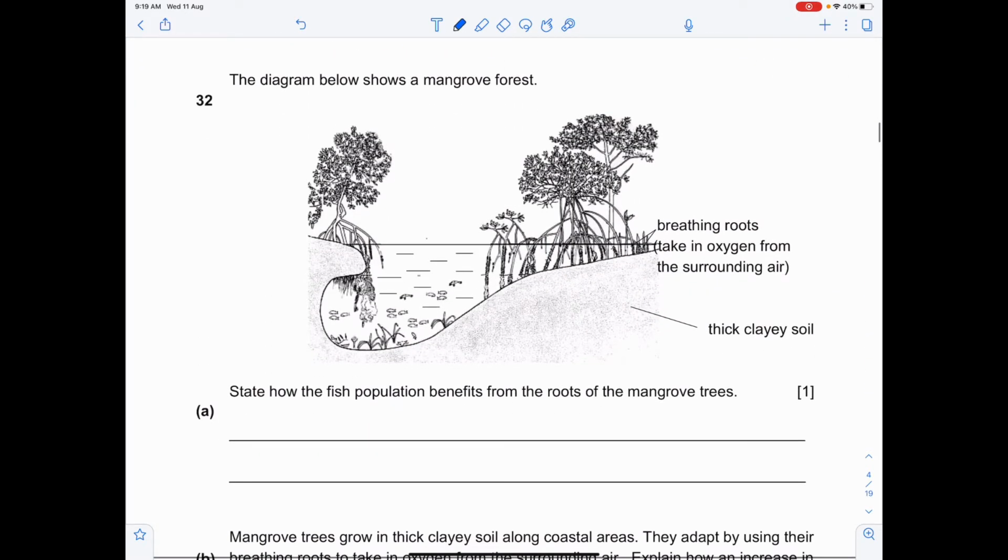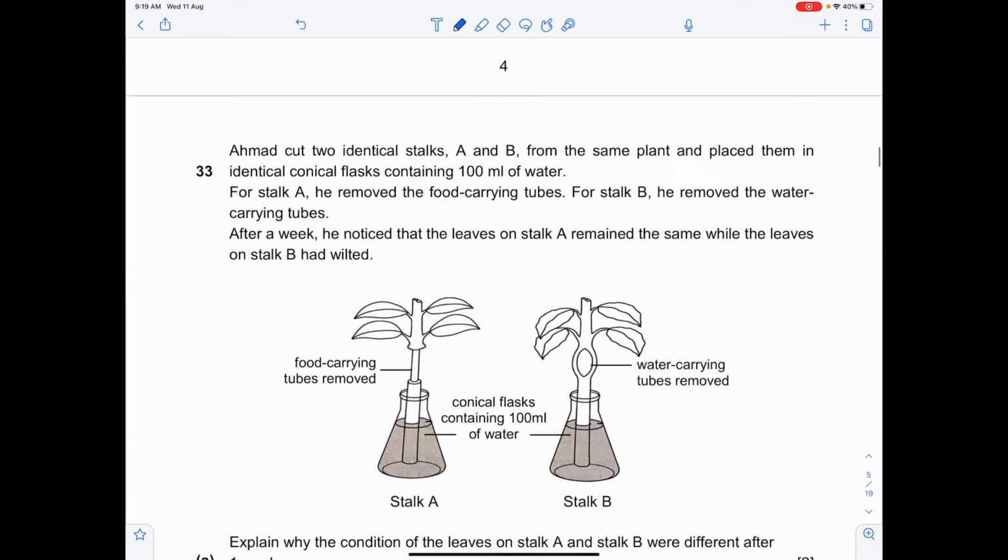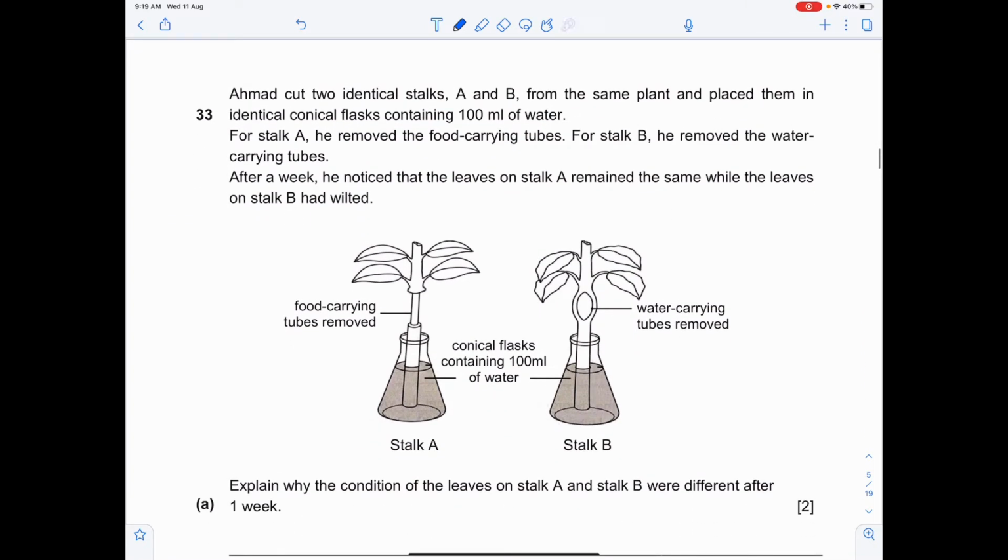Moving on. Okay, we are skipping this question. We're looking at this question now. Ahmad cut two identical stalks A and B from the same plant and placed them in identical conical flasks containing 100 ml of water. For stalk A, he removed the food carrying tubes. For B, he removed the water carrying tubes. It'll be good if you've got a highlighter, you can help to color code so that it's easier for you to see. Of course you shouldn't be wasting too much time, but it's good that you color code. So straight away you know that B has no water carrying tubes, and A has no food carrying tubes.